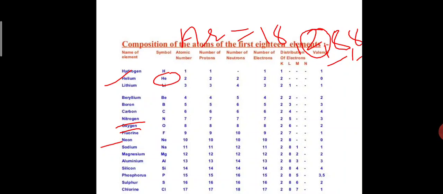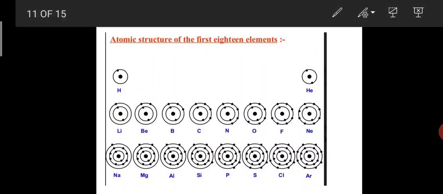So you should learn hydrogen, helium, lithium, beryllium. These are the first 18 elements, and these electrons are distributed in the various shells K, L, M, N based on the Bohr-Bury rules. Now you can see the atomic structure of the first 18 elements. You can see the hydrogen. Only the K shell is filled.